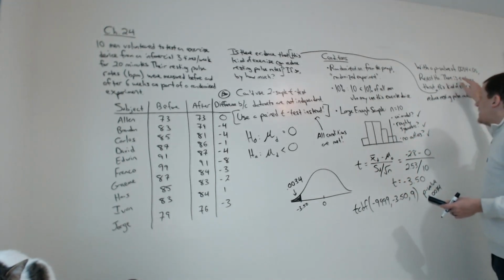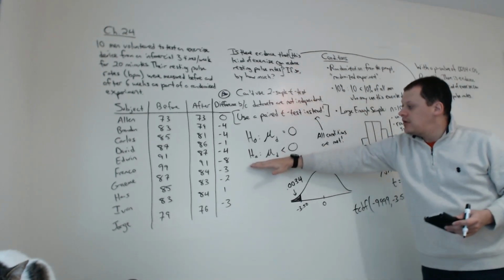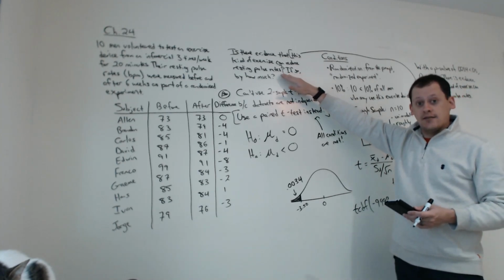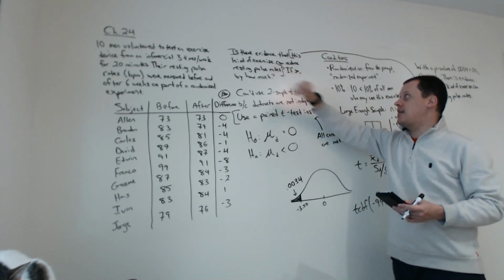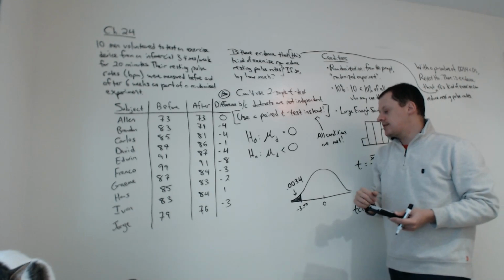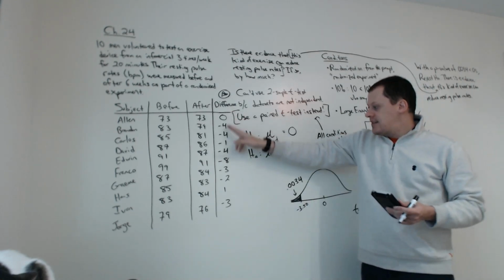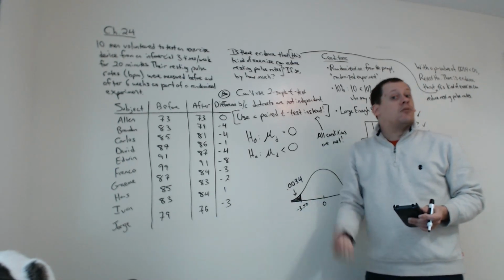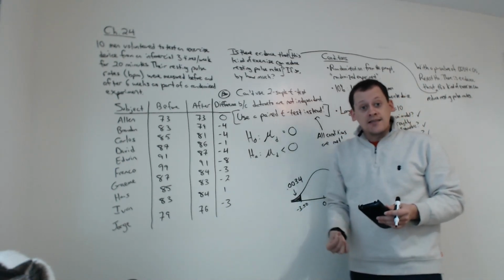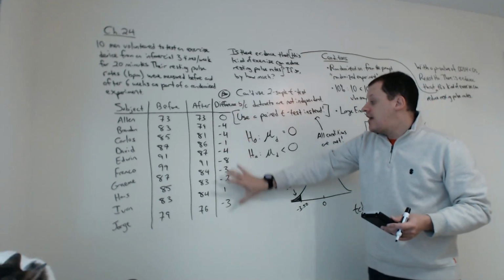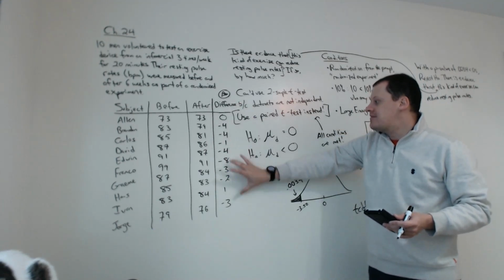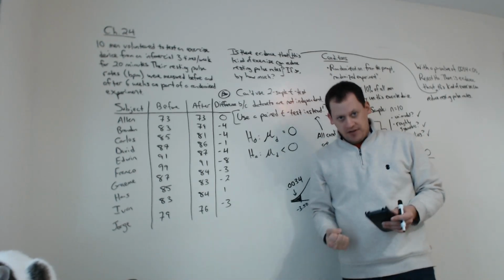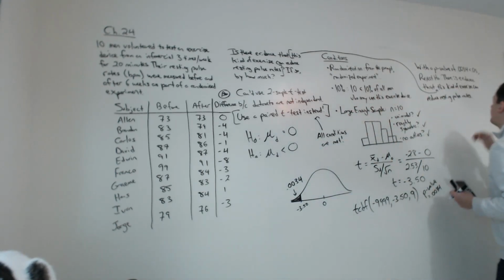And that means that there is evidence of what the alternative hypothesis is saying, which is what the question is asking. There is evidence that this kind of exercise can reduce resting pulse rates. You may have had an idea that that was going to be the case, given that most of our differences here were negative. But remember, you have to go through the test to determine whether the mean difference or the mean of this data set is far enough away from zero to be significant. And it is in this case.